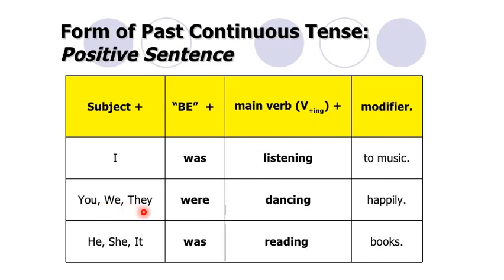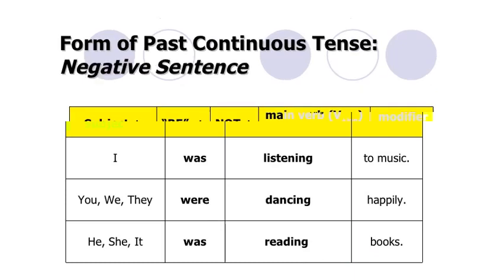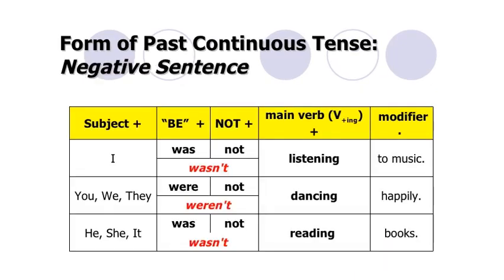You, we, they were dancing happily. He, she, it was reading books. These are the examples of positive forms. In the negative sentences, we use subject plus helping verb plus not plus main verb ing form plus modifier.